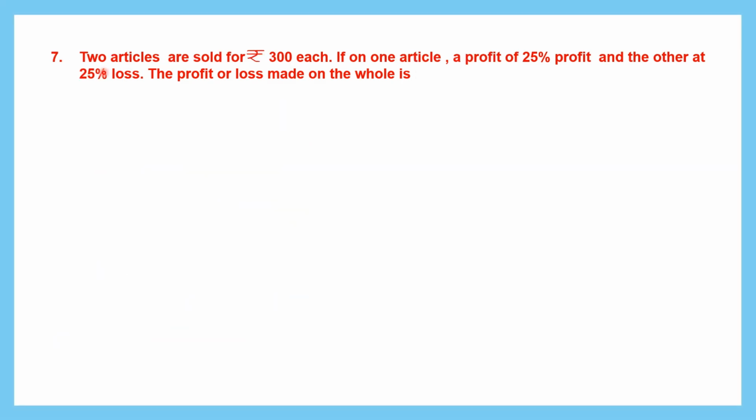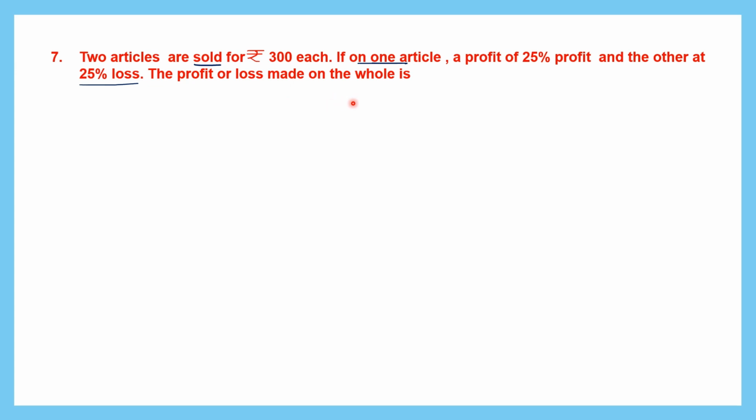Question 7. Two articles are sold for 300 rupees each. So sold means we're talking about the selling price. If on one article a profit of 25% and on the other article a loss of 25% is made, we have to find the profit or loss. To find profit or loss, we need to know the cost price and selling price. Here we know the selling price, but we don't know what the cost price is. So let's consider the cost price to be X.